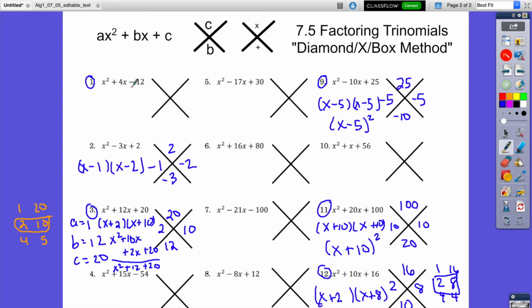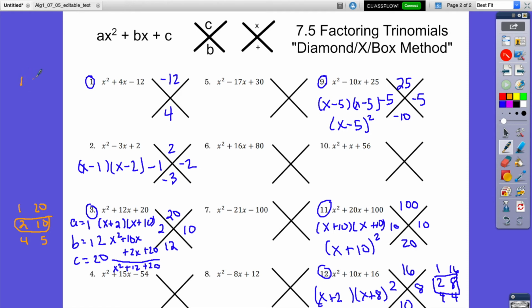This is where we have a negative for C, negative 12, and a positive for B, 4. So now we have to think of what two numbers multiply to a negative number. That means one of them is going to be negative and one of them is positive, but when I add them, it comes out to be positive 4. So let's write this on the side to make it a little bit easier.